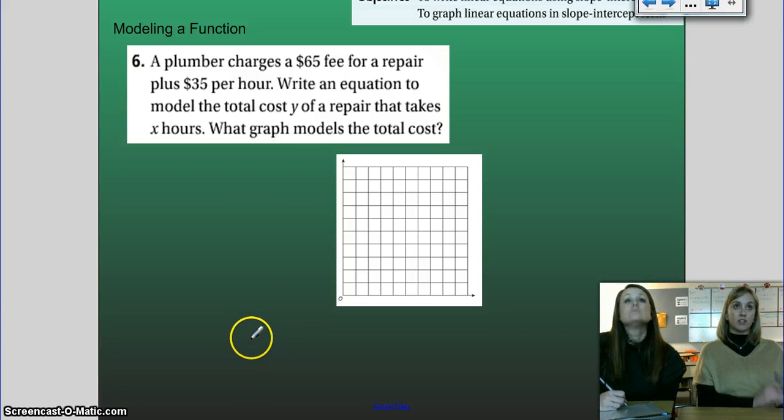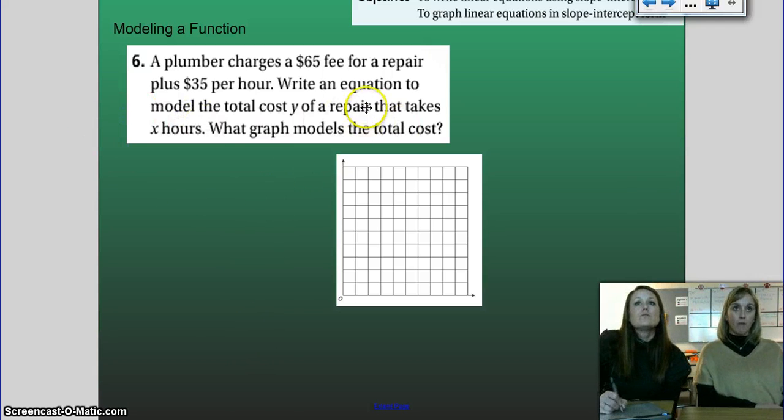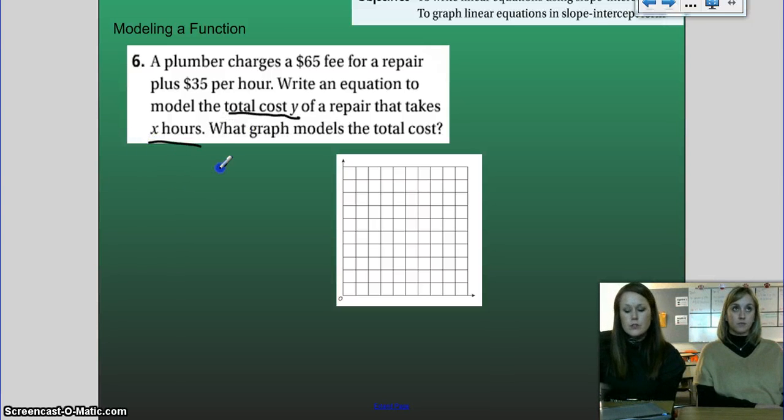Okay. A plumber charges a $65 fee for a repair plus $35 per hour. Write an equation to model the total cost, Y, of a repair that takes X hours. So total cost is Y, and X is the hours. Okay.